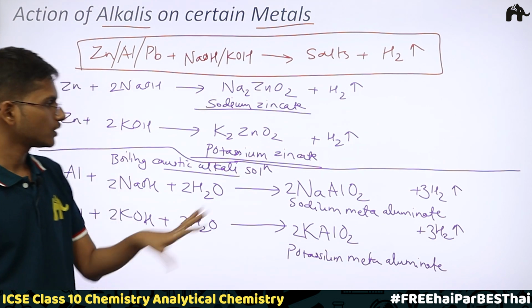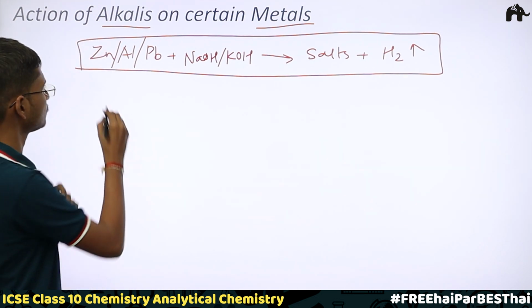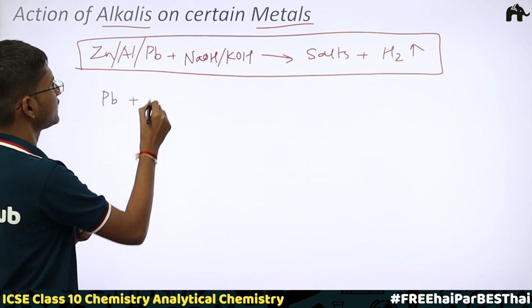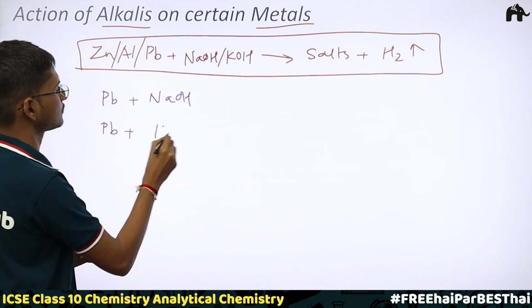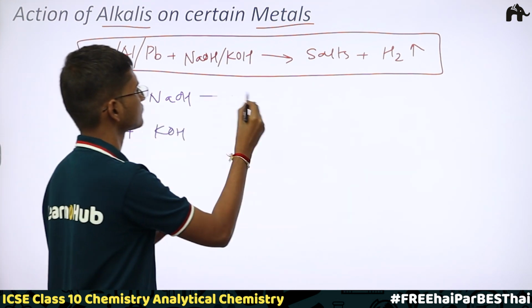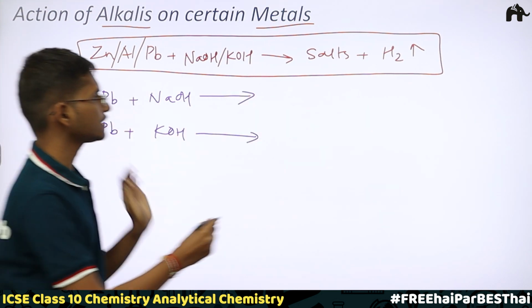2KAlO2 and 3H2. Okay, so this is the balanced one. Now the last metal, lead. Okay, so reaction of lead with first sodium hydroxide, reaction of lead with potassium hydroxide. What would it give? Simply salt and hydrogen gas.